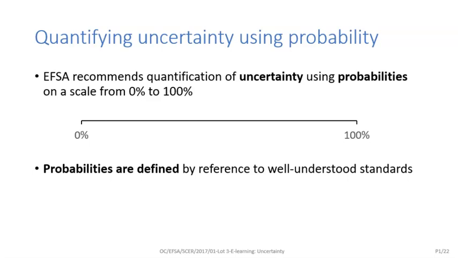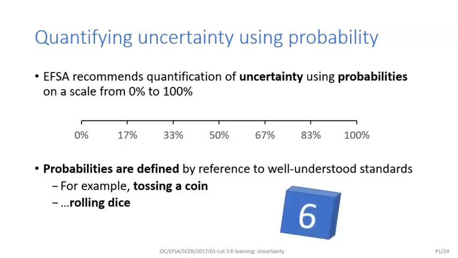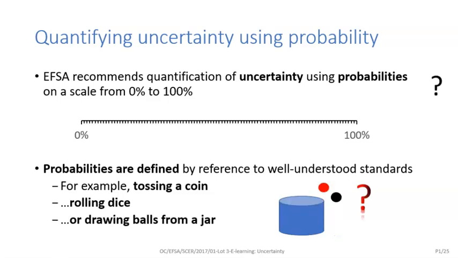The guidance recommends using probabilities because they have defined meaning, which other methods of expressing uncertainty lack. For example, if we say a conclusion has a probability of 50%, we mean it is as likely as tossing a coin and getting heads. More probabilities, from 1 chance in 6 to 5 chances in 6, can be defined by comparison to rolling dice. And any probability can be defined by comparison to taking coloured balls from a jar or a bag. For example, 90% probability means as likely as drawing a red ball from a jar containing 9 red balls and 1 black one.